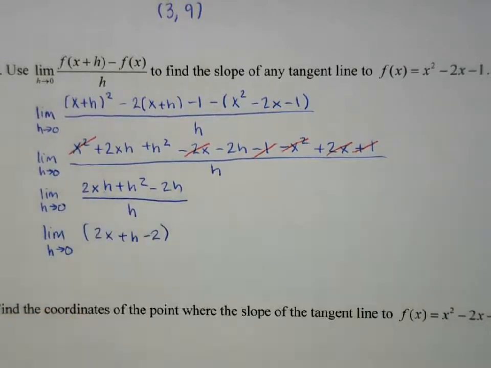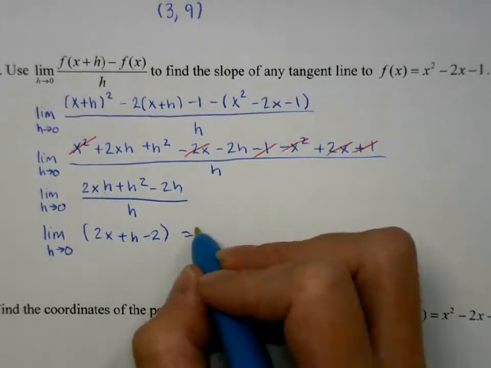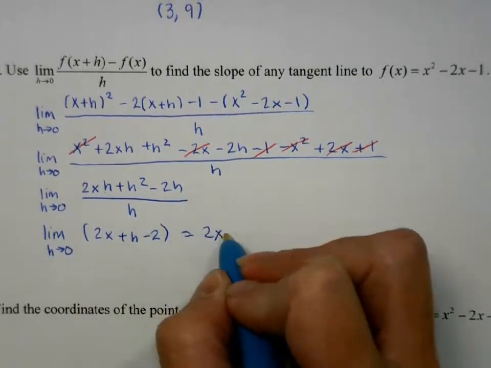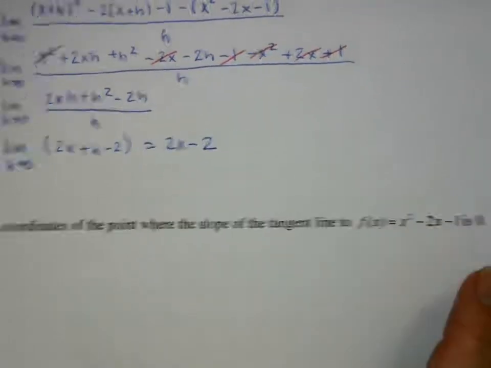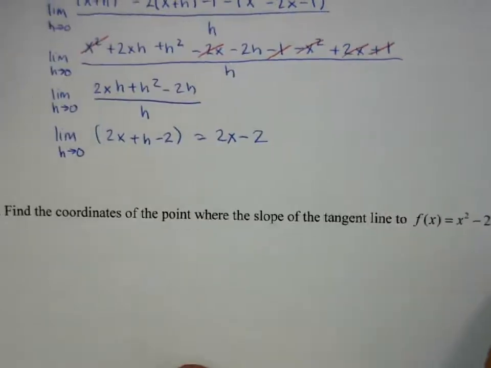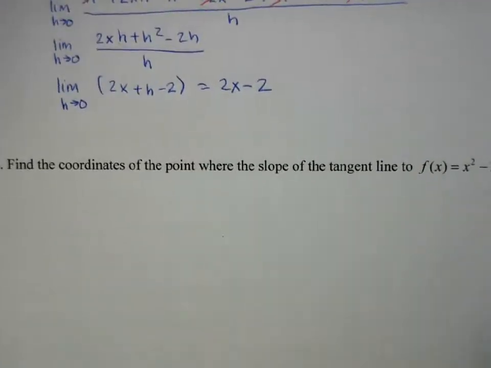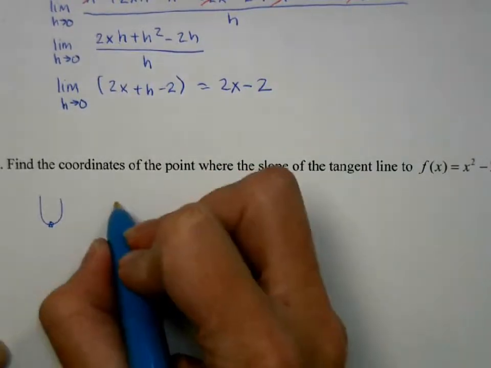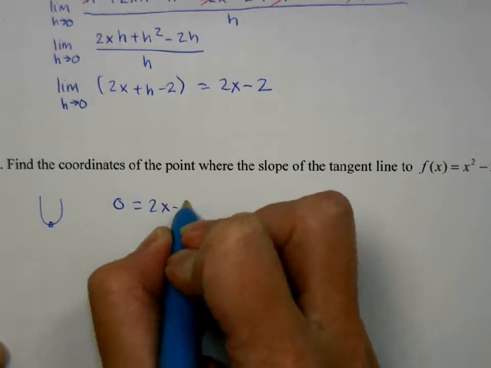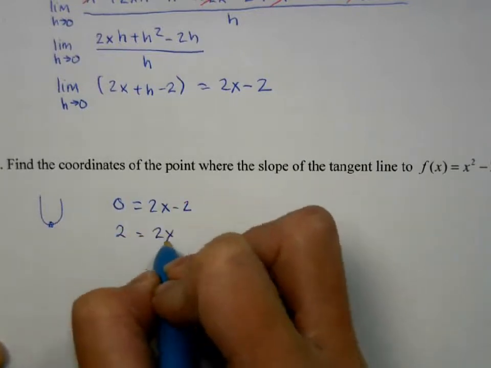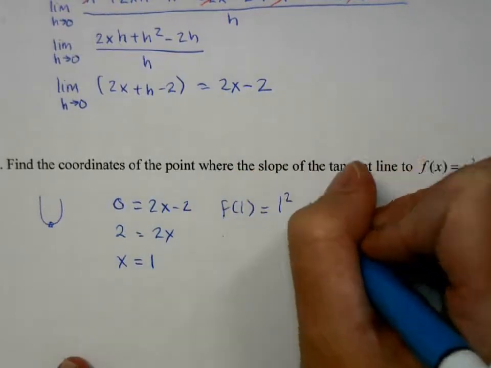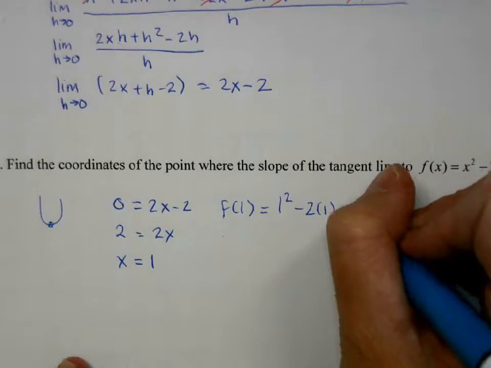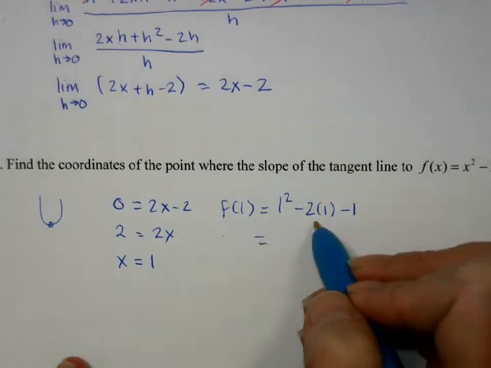So for the last question, it says find where the slope is 0, which on a parabola, right, that would be the location of the vertex there. So we're going to set 0 equal to 2x minus 2. 2 equals 2x, so x equals 1. F of 1. So 1 minus 2 minus 1 is going to be a negative 2. So the vertex of this parabola would be 1, negative 2. That is your Unit 2 review.